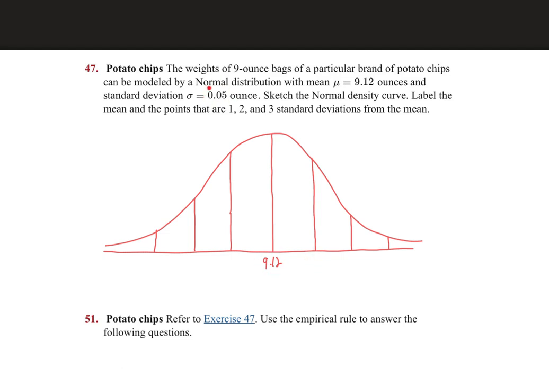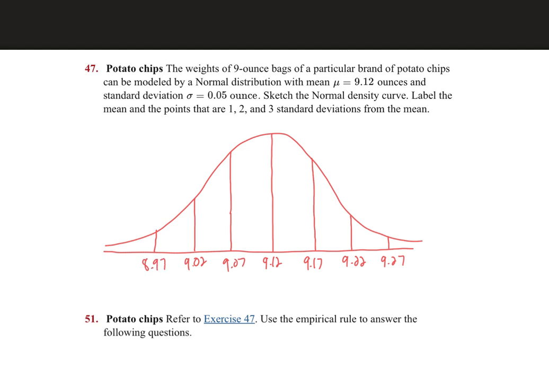Since the standard deviation is 0.05, just add 0.05 to this, and that'll get you the next value. And then this is 2 standard deviations. 2 standard deviations is 0.1, 0.05 times 2. 0.1 plus 9.12 is 9.22. And really all we're doing is adding 0.05 to the previous value. And then going the other way, we'll subtract 0.05. So subtract 0.05, 9.07, subtract 0.05, and subtract 0.05.